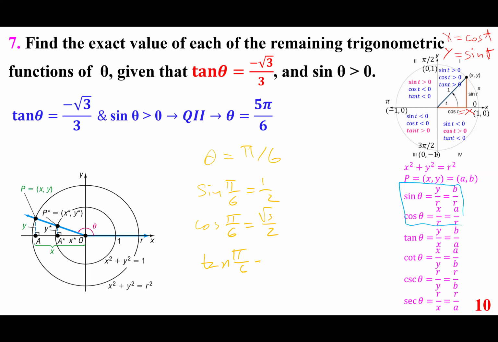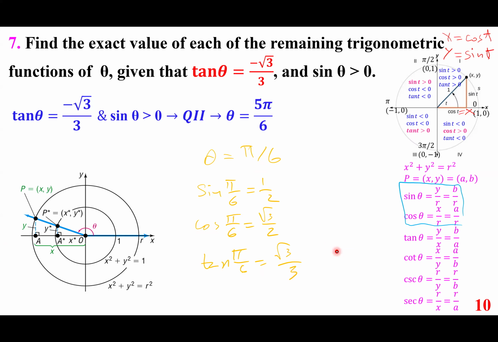Tangent of pi over 6 is square root of 3 over 3. The rest of them I'm not going to write. They become the reciprocal. Cosecant becomes 2 over 1, or 2. Secant becomes 2 over square root of 3, and cotangent becomes 3 over square root of 3, or just square root of 3.